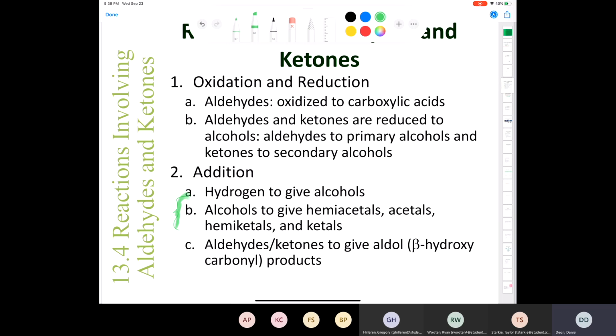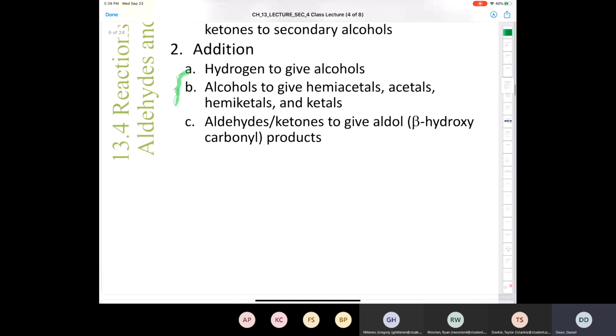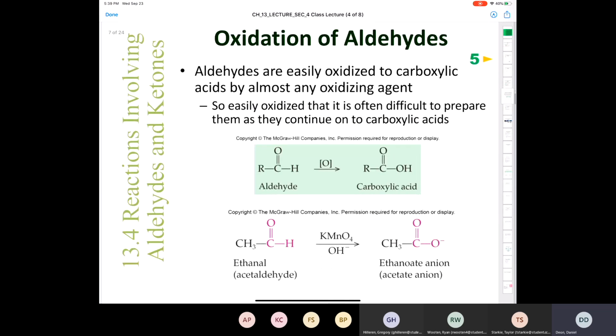All right. And then lastly, it says aldehydes and ketones can react to give aldol or beta hydroxy carbonyl products. Something else we'll look at in the future. Okay, so let's get back to this oxidation of aldehydes. This is more rehashing of the same thing, but repetition is always a good thing in chemistry class. It says here that aldehydes are easily oxidized to carboxylic acids by almost any oxidizing agent. So easily oxidized that it is often difficult to just get the aldehyde to stop.